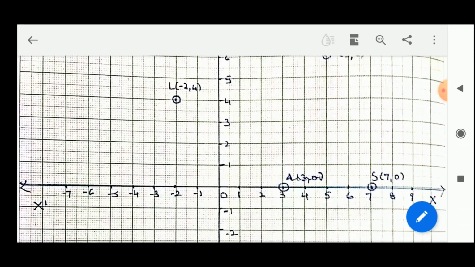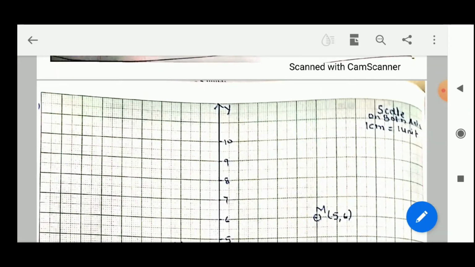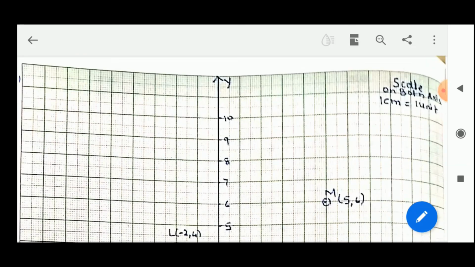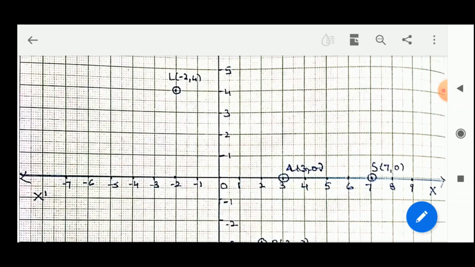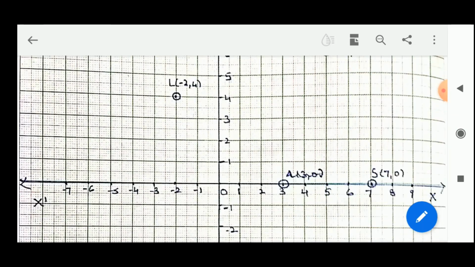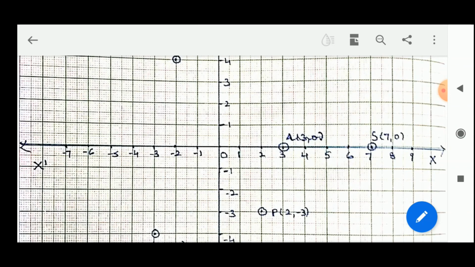So for plotting the points, first you have to draw the x-axis and the y-axis. Draw the x-axis along the bold line of the graph paper. Then draw the vertical y-axis, name it as y dash. Point of intersection of the two axes, you take it as 0. On the positive side of the x-axis, at a distance of 1 unit each, plot the points 1, 2, 3, 4, 5, 6, 7, 8, 9, 10. On the negative side, plot the points -1, -2, -3, -4, -5, -6, -7.